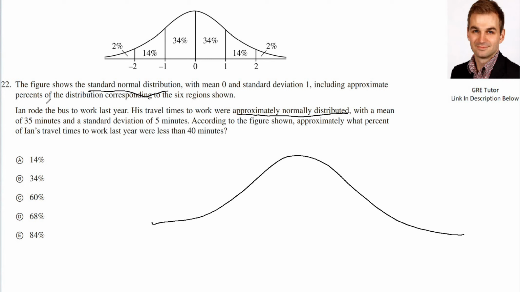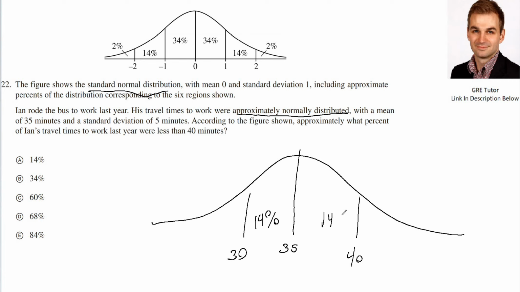So you can write something like his distribution just like this up here. And you can say that it had a mean of 35, like this. This is 35. And it had a standard deviation of 5. So every single 5 units that you go up, you are going to be taking about 14% of the distribution of his travel times.